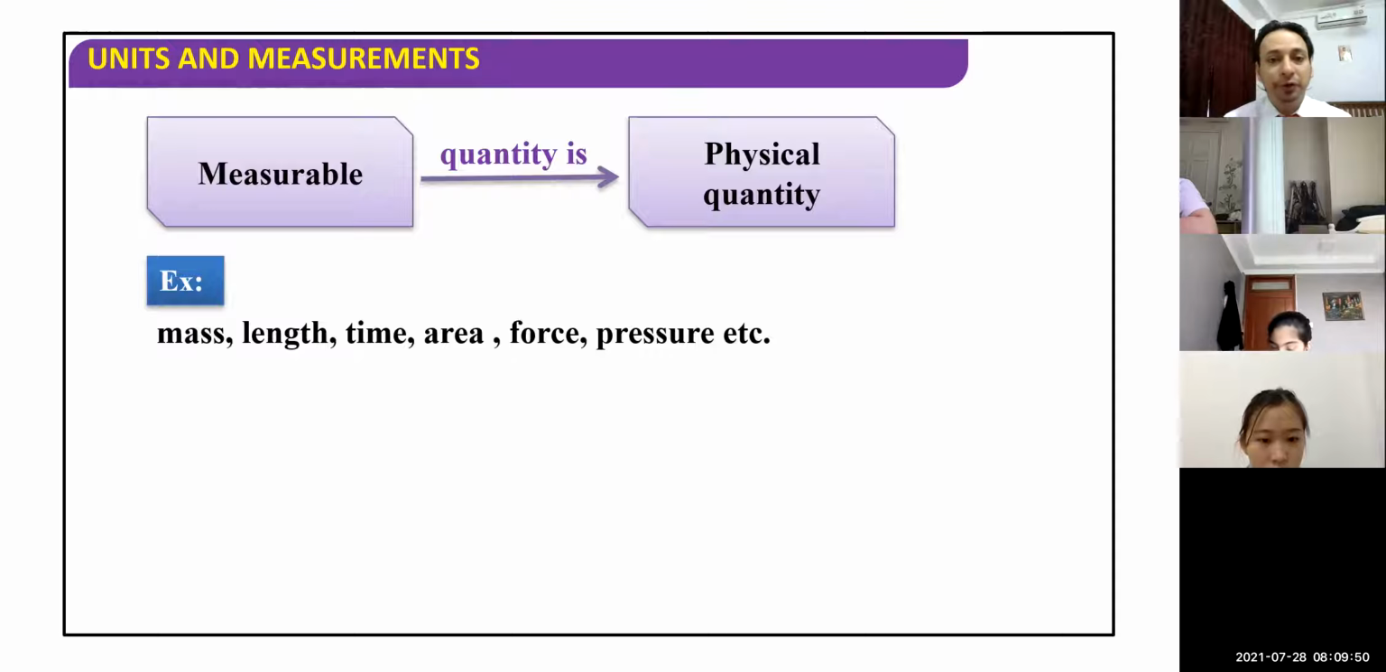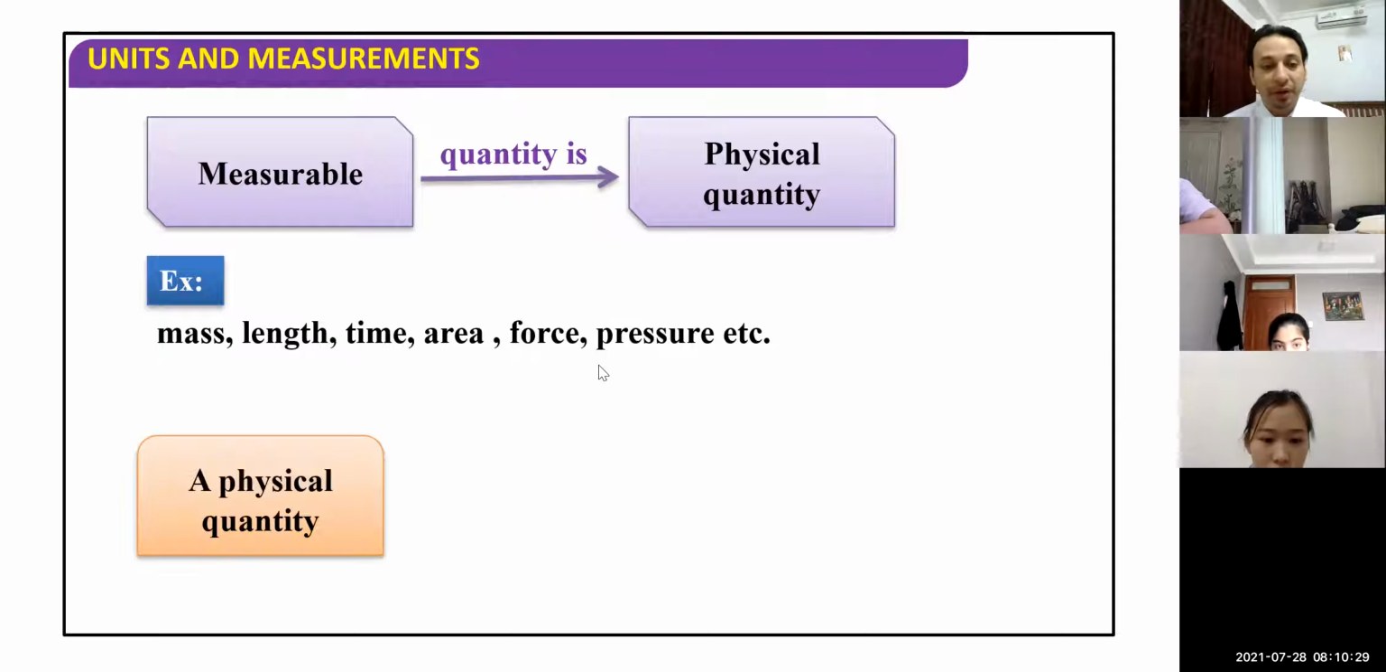There are so many physical quantities. A few examples you can find on this screen: mass, length, time, area, force, pressure. All these are measurable quantities. You can measure pressure, you can measure force, you can measure the area of your room, the area of your apartment. You can measure time. Right now you can see on the wall that the time is 8:10. You can measure the length of any object, any device, and similarly you can measure mass on a weighing machine.